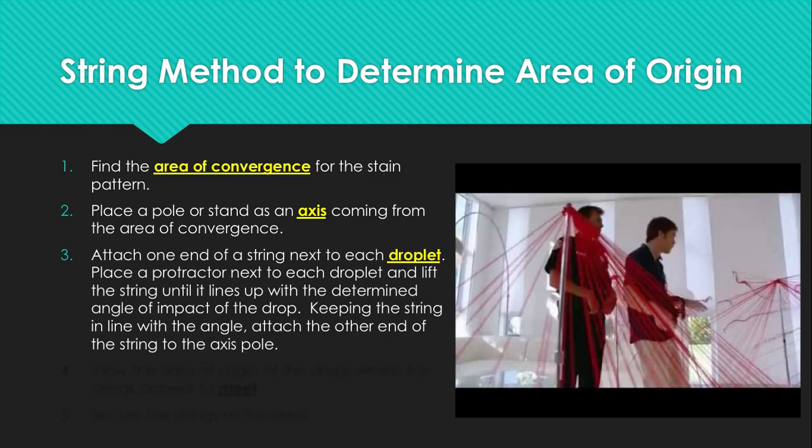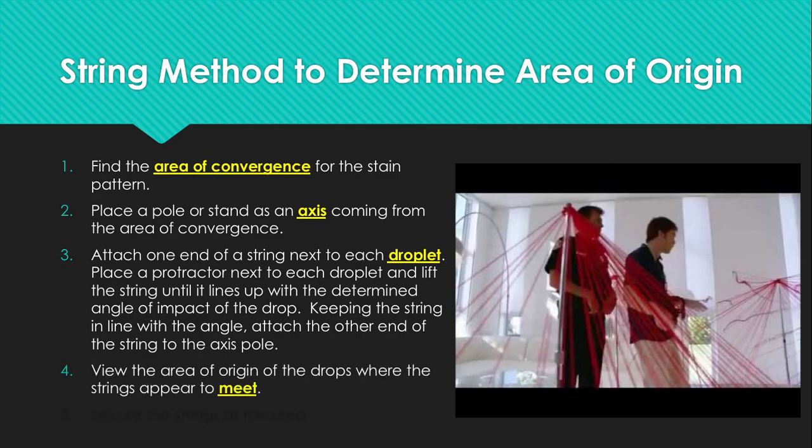You would attach one end of a string next to each droplet. You would then place a protractor next to each droplet and lift the string until it lines up with the determined angle of impact. And then, keeping the string in line with the angle, you would attach the other end of the string to the axis pole. You would view the area of origin of the drops where the strings appear to meet, and then you would secure the strings at this area.